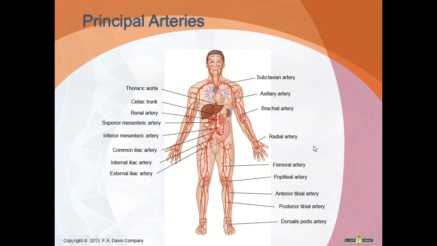Now, the principal arteries are the thoracic aorta and its branches. They supply the chest wall and the organs within the thoracic cavity. So the principal arteries, we're talking about the thoracic aorta and its branches. The branches off the aortic arch supply the blood to the arms, and the abdominal aorta and its branches supply blood to the abdomen and lower extremities.